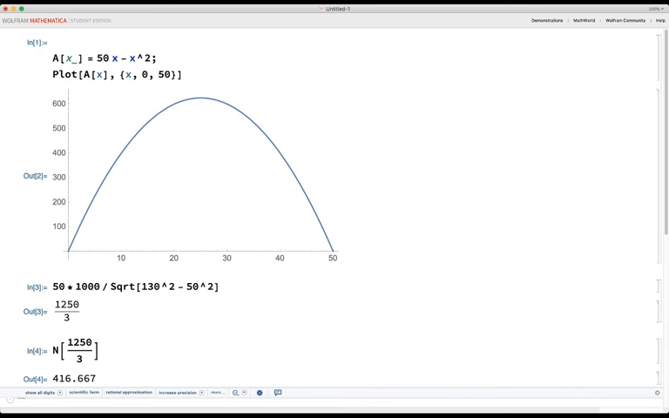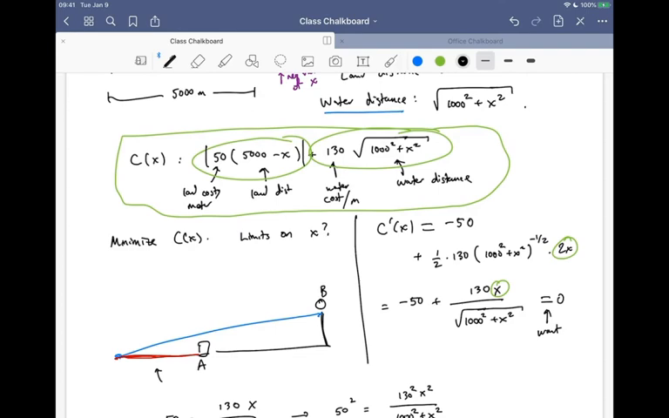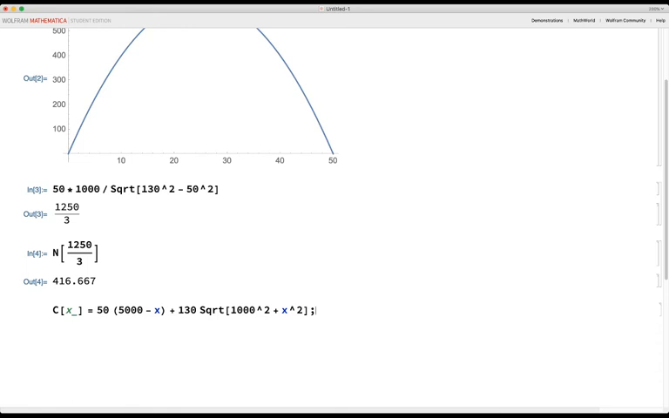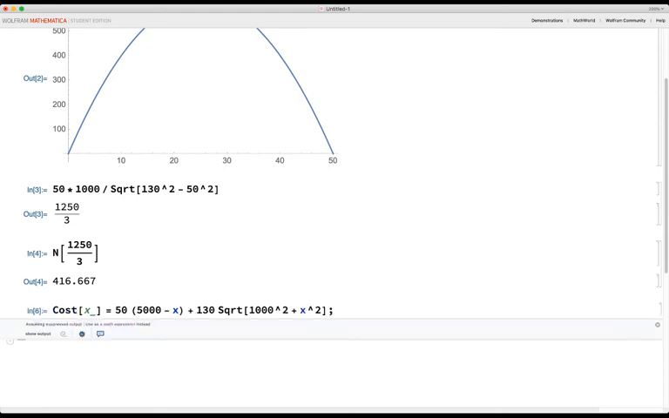So let's go back up to the big function in green, which was our cost function. All right, so I'm going to program that into Mathematica real quick. And then I'll show it to you. All right, so let me switch the source back to Mathematica. Okay, so there's my cost function. Oh, and I can't use C as a function, so let me call this cost of X. The letter C is a protected function in Mathematica, so you can't use it as a variable because it already means something else.